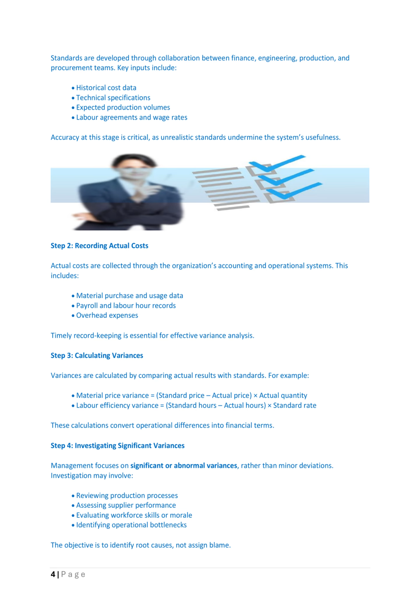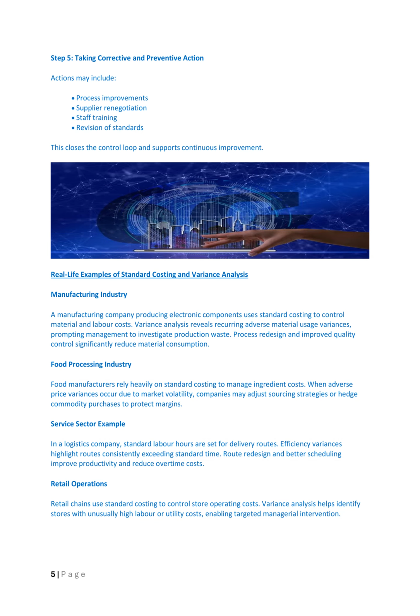Variances are then calculated by comparing actual results to standards, such as material price variance and labor efficiency variance, which translate differences into financial terms. Finally, management investigates significant or unusual variances by looking into production processes, supplier performance, workforce skills, and any operational bottlenecks, aiming to understand root causes rather than pointing fingers. Taking corrective and preventive actions is an essential part of managing costs and improving operations.